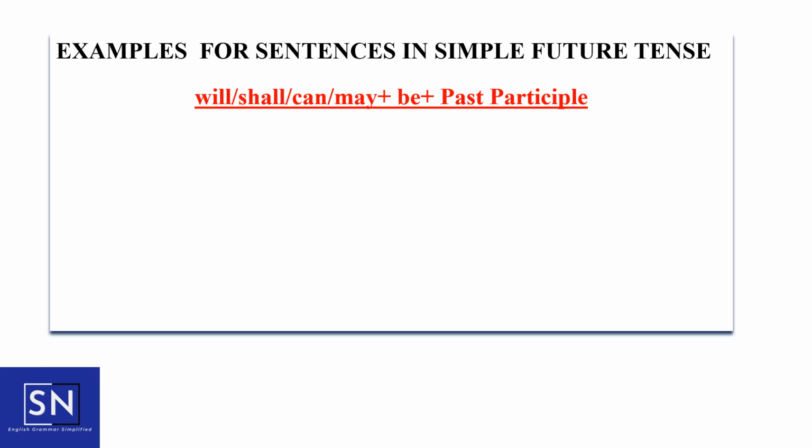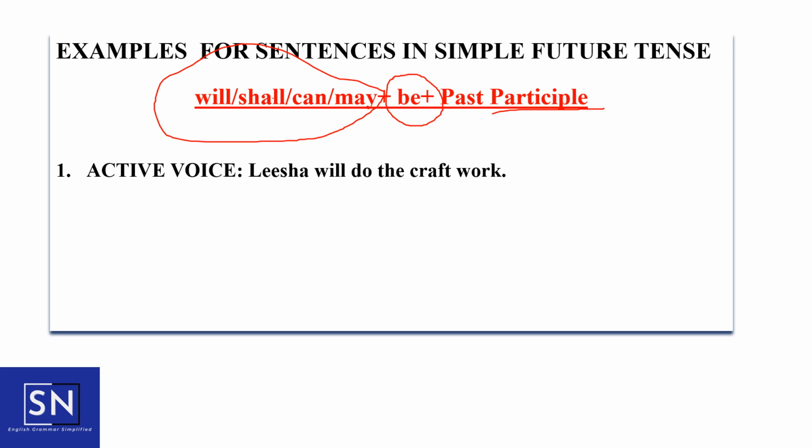Next one. Examples for sentences in simple future tense. Simple future tense helping verbs: will, shall, can, may, the main simple future tense verbs. With that, when you change from active to passive voice, you're going to use be. Do remember this. Then the same past participle form of the main verb. Let's discuss with examples.